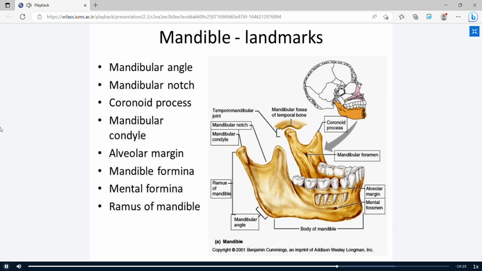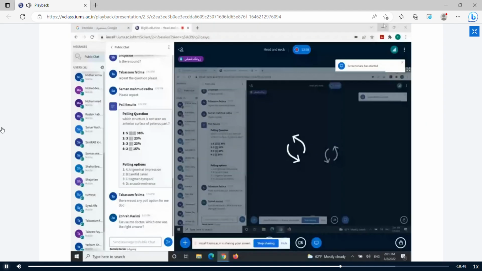Zohre Karimi, the right answer is carotid canal, because I asked you which of the structures is not seen on the anterior surface of the petrous part, and the carotid canal is right because the carotid canal is located on the inferior surface of the petrous portion. So please look at this video for the maxillary bone.